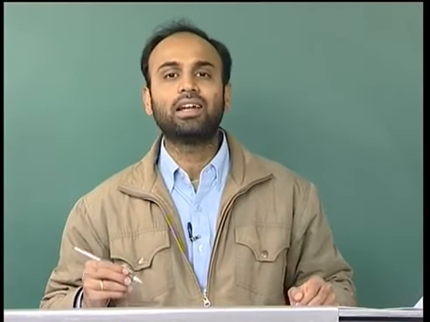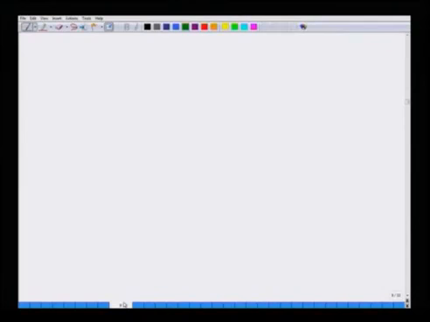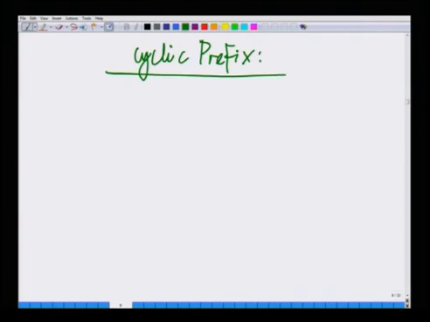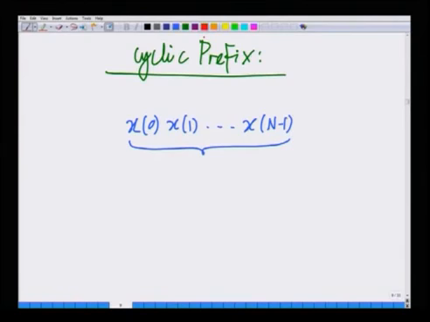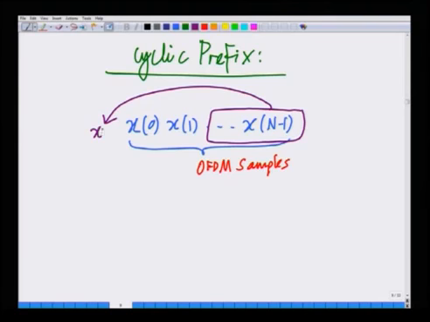Let me come back to talk a little bit more about the cyclic prefix. Now remember, in the cyclic prefix, we have a sequence of OFDM samples. What we are doing is taking some of these samples and prefixing them, that is, we have x N minus 1, x N minus 2, and so on.